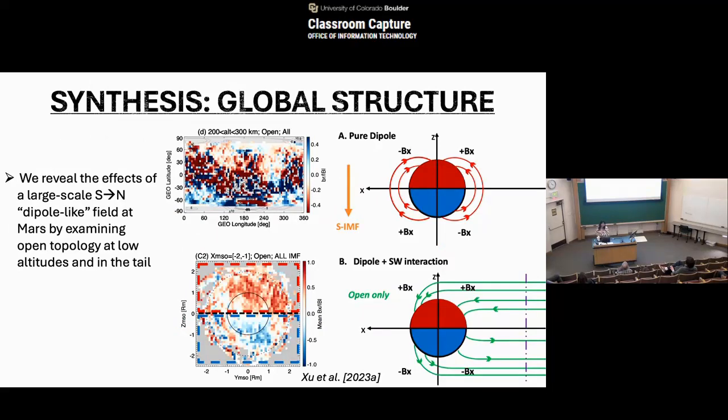That's it. So just to combine the two together, at low altitude, the crustal field shows a south outward and north inward configuration. So we use a simple dipole schematic to show the configuration. When you reconnect with the solar wind IMF, it creates a tail lobe very similar to the Earth configuration, where it is north sunward and south tailward. So this is only doable when we separate the data by different kinds of topology.